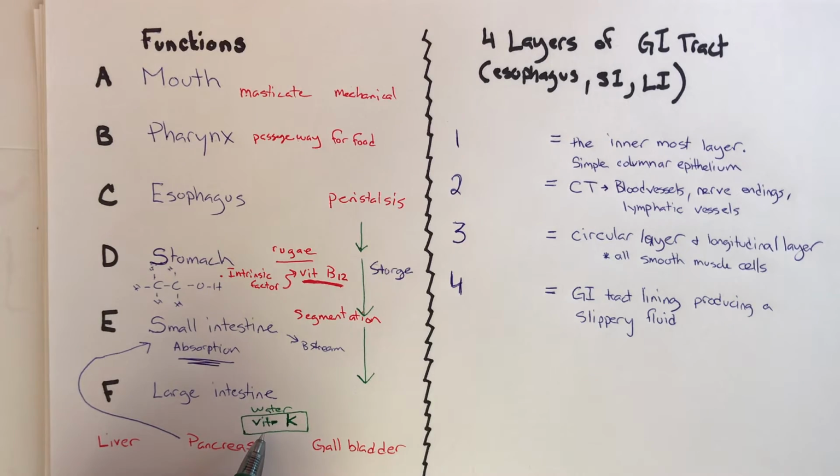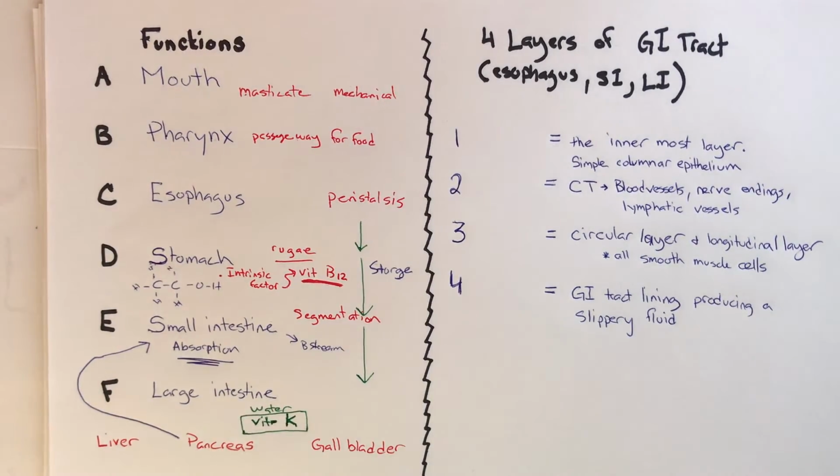When babies are born, one shot that they give them is vitamin K because their digestive system isn't fully functioning yet, and it's not making vitamin K, so they give them a dose of vitamin K.